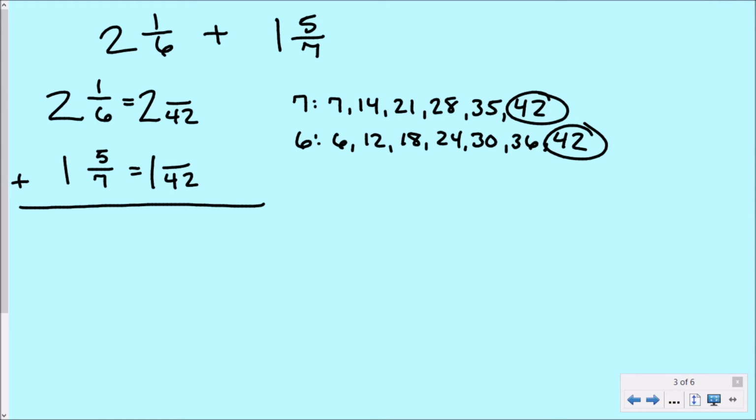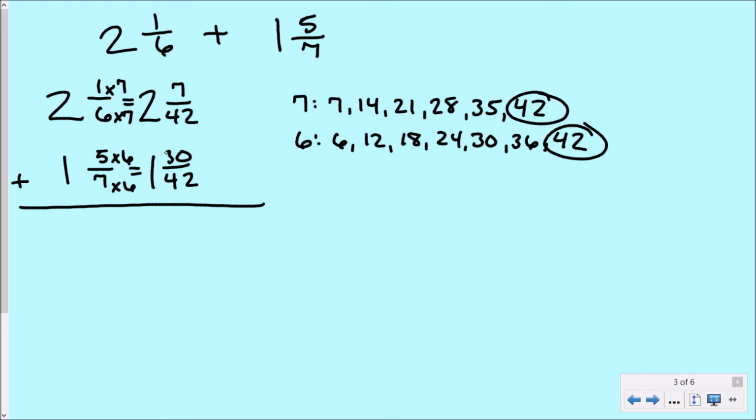Now, to take into consideration, how do I go from 6 to 42? That's by multiplying 6 by 7. So what I do to my denominator, I must also do to my numerator. So 1 times 7 is 7. Down here at the bottom, 7 times 6 is 42. So I have to do 5 times 6, and I get 30.